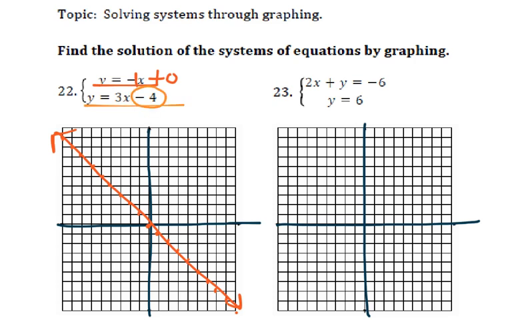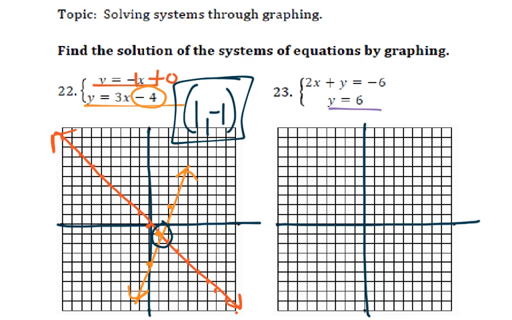And our second one, we start at negative 4. And we're going up 3. So 1, 2, 3 to the right 1. 1, 2, 3 to the right 1. Honestly, that's enough to draw it. So, where does it intersect? At 1, negative 1. There's our solution. Okay, if we look at the next one, y equals 6. We go up to 6 on the y-axis, we draw our horizontal line.